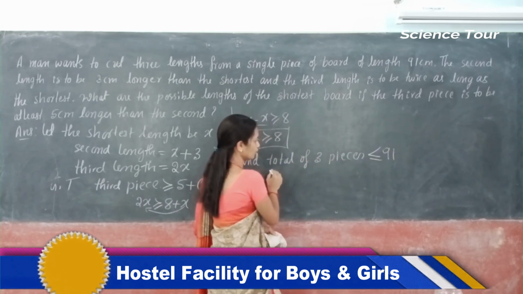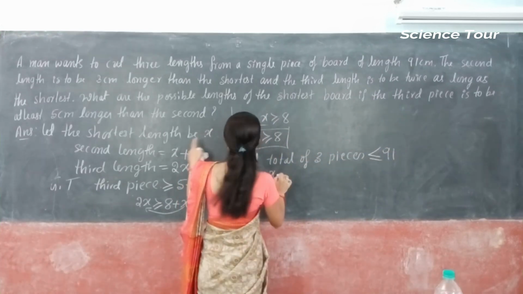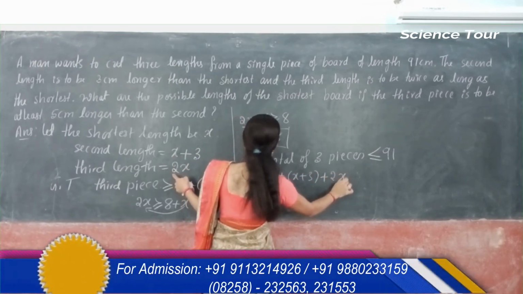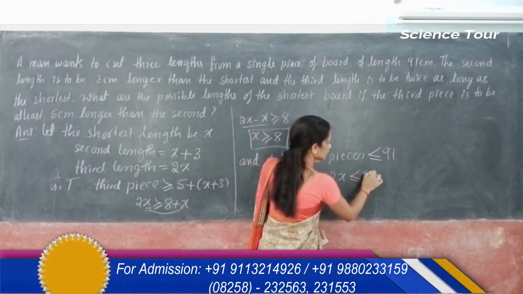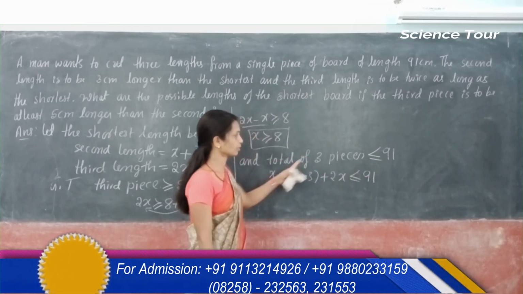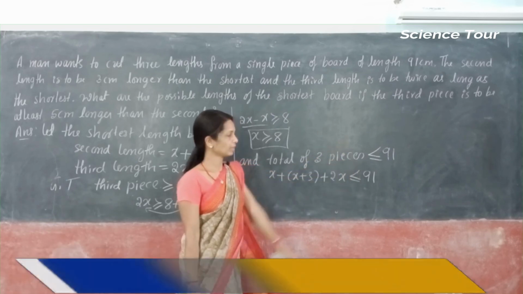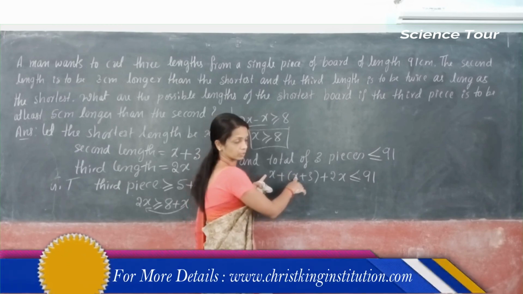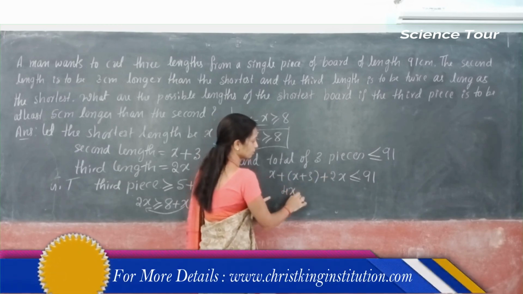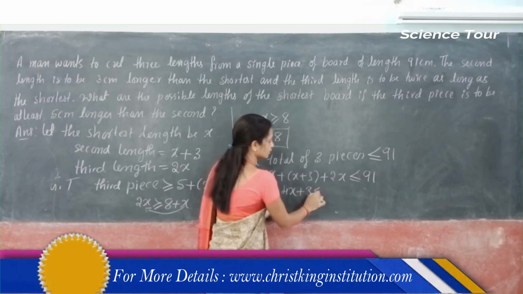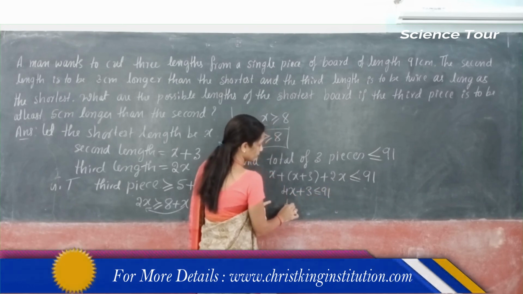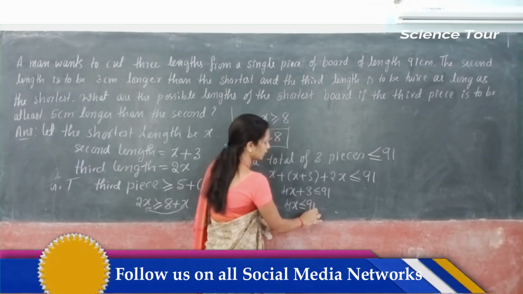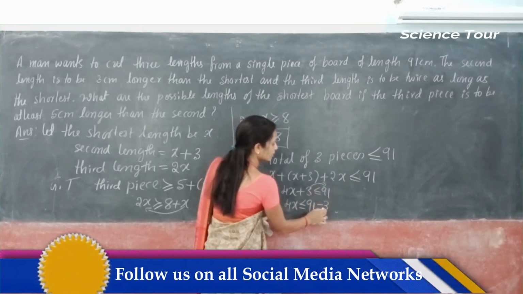Okay, and total of 3 pieces means x plus second length, x plus 3, and third length, that is 2x. That total should be less than or equal to 91. Okay, you cannot use more than 91. So for that reason you have to use less than or equal to symbol here. x plus x, 2x, 2x plus 2x, that is 4x. Then plus 3, that is less than or equal to 91. And keep only x term on the left, 4x, that is less than or equal to 91, plus 3 you send another side as a minus 3.